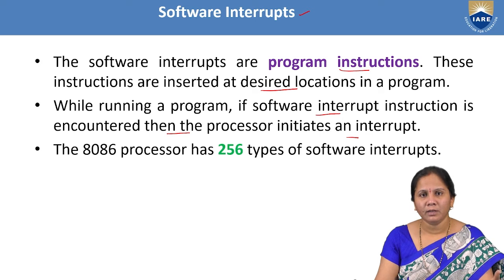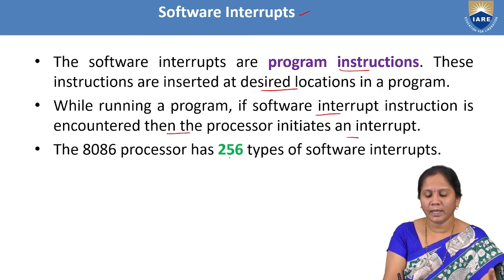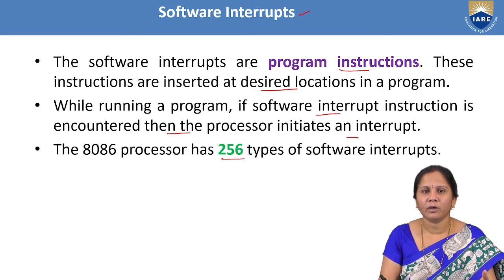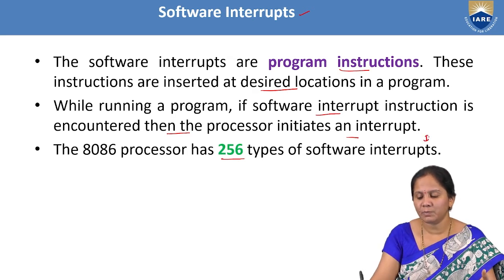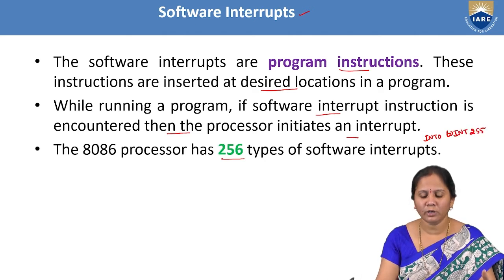So for example, consider the INT instruction. If you are writing INT instructions in the main program, and those instructions are executed by the 8086 microprocessor, those instructions will generate the interrupts. So totally in the 8086 microprocessor, there are 256 interrupts available. What are the 256 interrupts? From INT 0 to INT 255. So totally 256 interrupts are available.